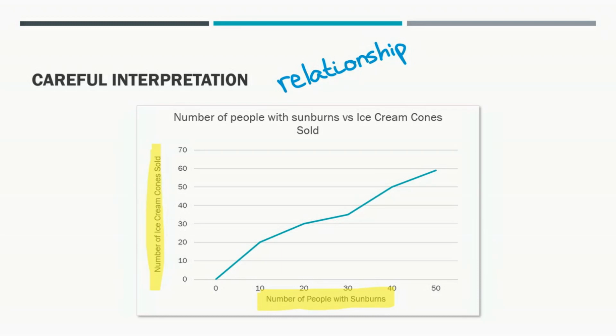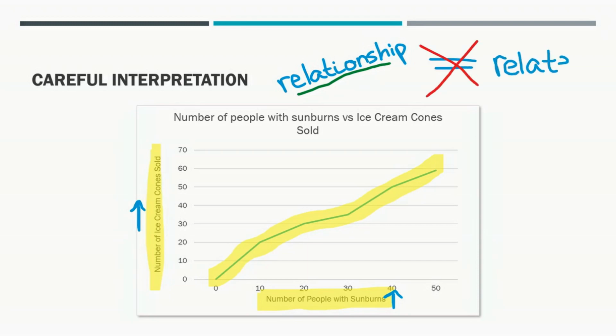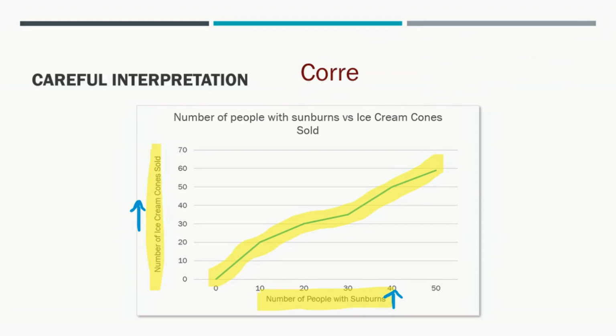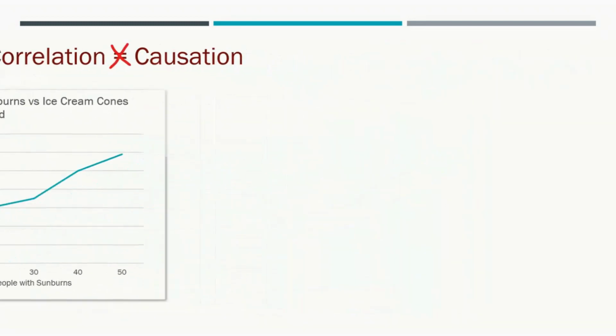And looking at the graph itself, we can see that as one variable increases, the other is increasing too, meaning that the higher the number of ice cream cones that are sold, the higher the number of people we see with sunburns. This is where we need to be careful though. Just because there is a relationship does not mean that they are related. Have you ever heard of the phrase correlation does not equal causation? If not, no worries. But if you have, this is exactly what it means.